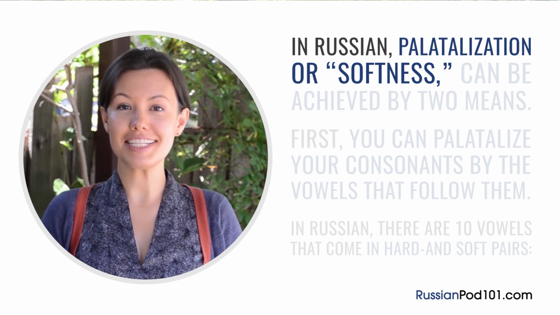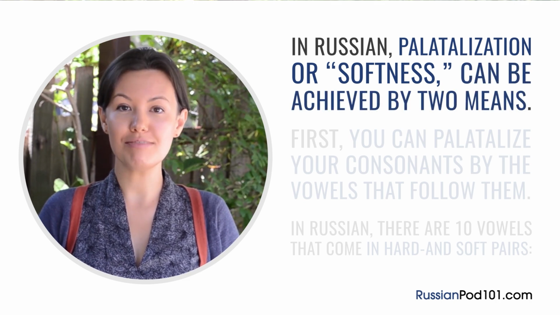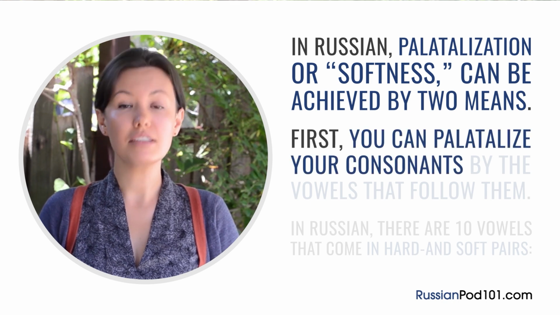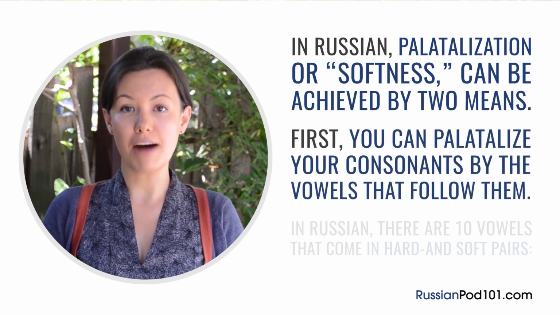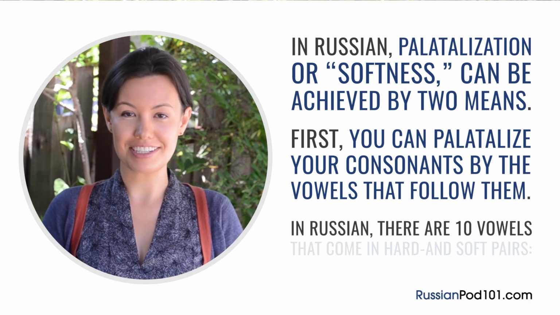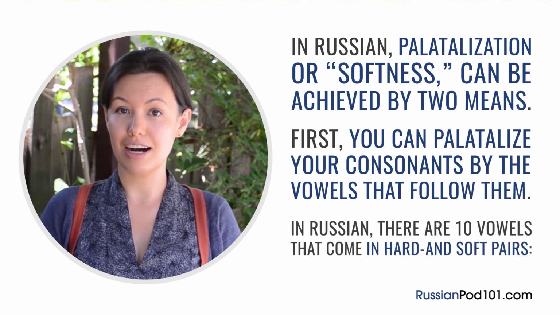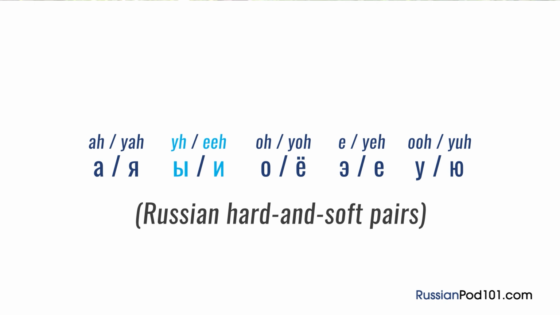In Russian, palatalization or softness can be achieved by two means. First, you can palatalize your consonants by the vowels that follow them. In Russian, there are 10 vowels that come in hard and soft pairs. А, я, ы, и, о, ё, э, е, у, ю. So the soft vowels are я, и, ю, ё, е, and the hard vowels are а, ы, у, о, э.